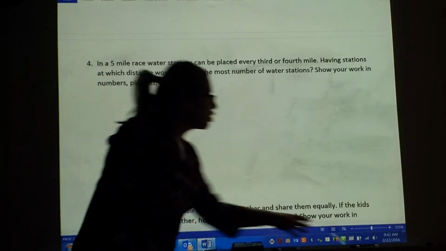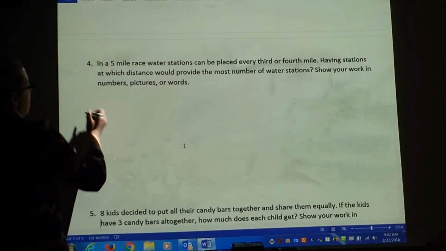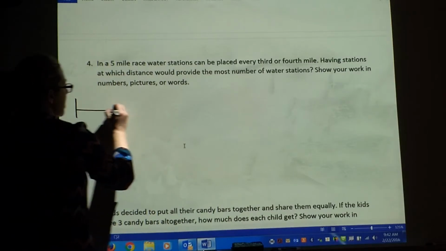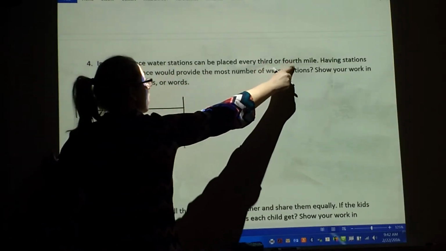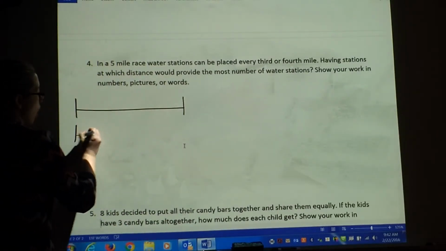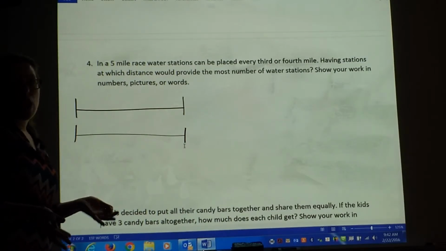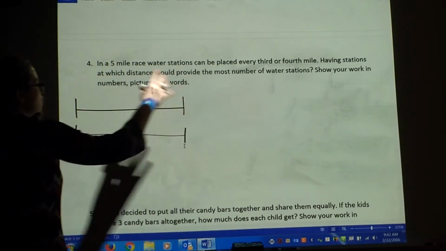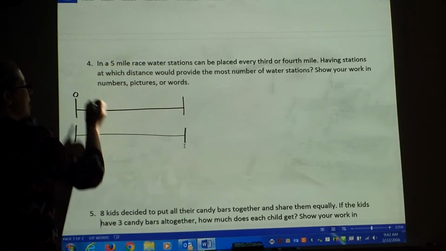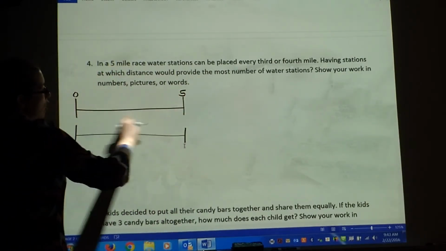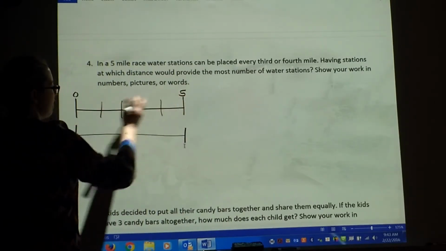If you're going to use pictures, since we're talking about distance, I love the number line. You should use the number line method, where we have a starting point and an end point. And since we're trying to make a choice between 3rd or 4th, we need to show our 2 different options. So if they gave another fractional option, you would need to draw another option. Show all options. This is a 5-mile race, so I have a beginning and an end. It's 5 miles. So what's going to go in between? 1, 2, 3, 4, 5 miles.